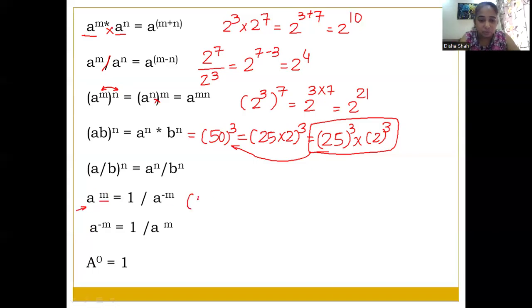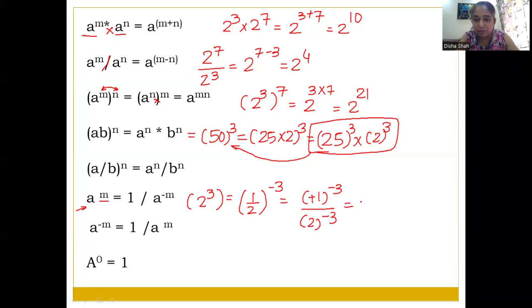For example, 2 raised to 3 can also be written as, now if I want to make the power negative, that is, if I want to make 3 into minus 3, then I have to take the reciprocal of 2. The reciprocal of 2 is half. So this is nothing but half raised to minus 3. Half raised to minus 3 we can write as 1 raised to minus 3 upon 2 raised to minus 3. So 1 raised to minus 3 is basically 1 only. So it is 1 upon 2 raised to minus 3.